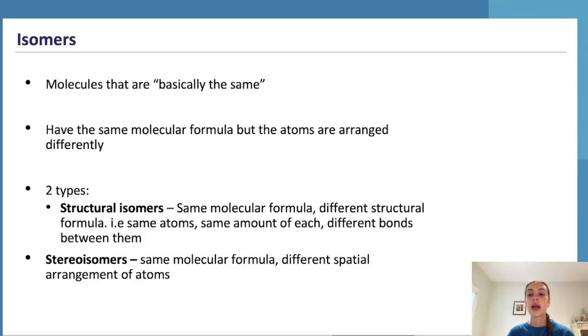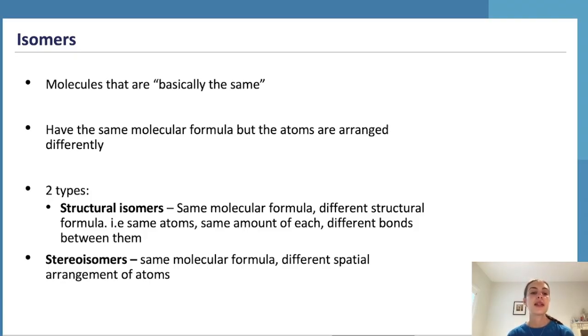Next up, we're going to look at isomers. Isomers are molecules which we consider to be basically the same, meaning that they have the exact same molecular formula, but the arrangement of atoms is different. And so there's two different types. We've got our structural isomers, so they've got the same molecular formula, but a different structural formula. So we've got the same atoms, the exact same number of them, but just different bond arrangement between them.